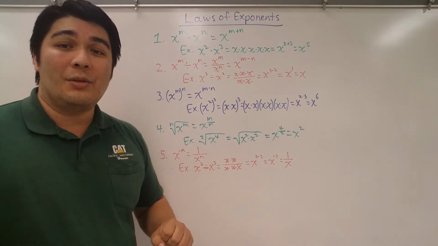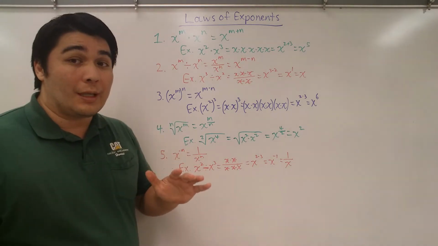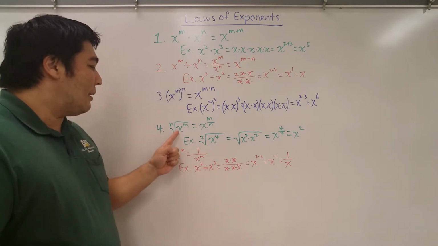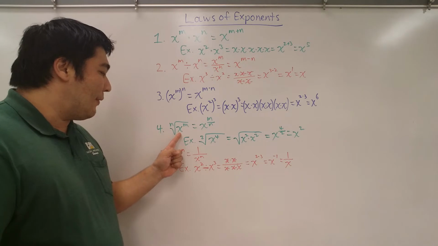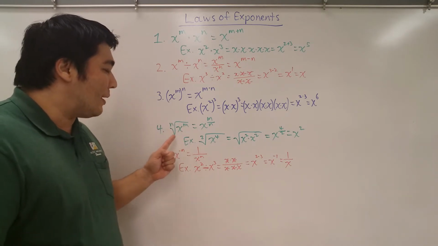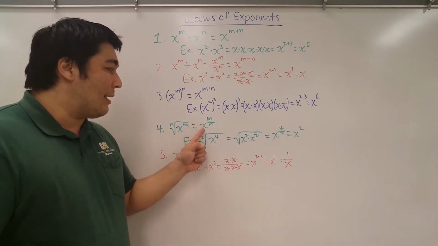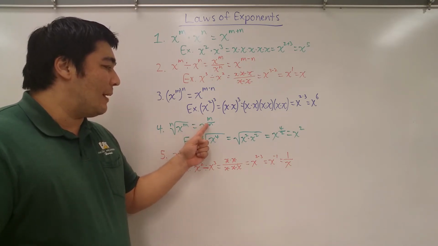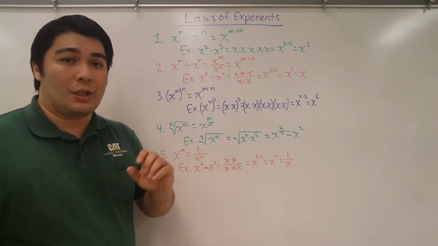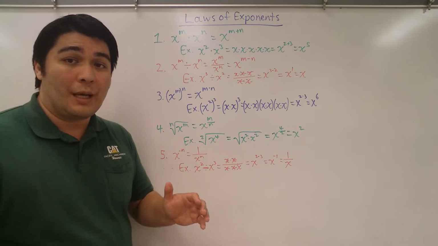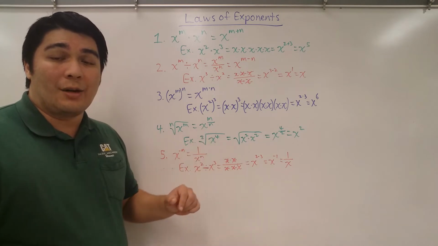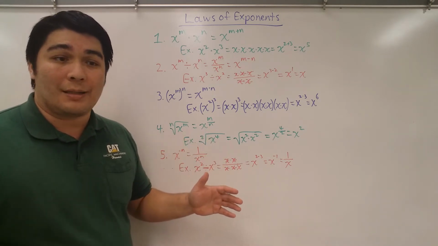Okay, now let's go on to law number 4. This one is a little bit tricky, so stay with me on this one. But here we go. If I've got x raised to the mth power, and I take the nth root of it, that would be the same thing as saying x to the m divided by n power. So basically, if you take a root of it, whether it's the cube root, the square root, the 4th root, it doesn't matter. That root is going to be in the denominator of your fractional exponent, basically.